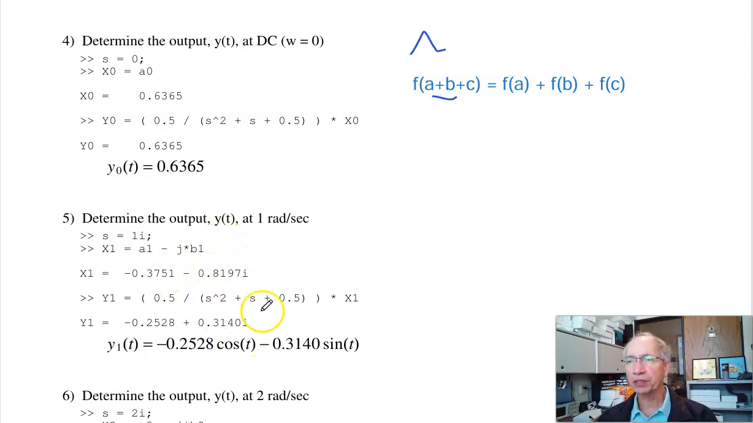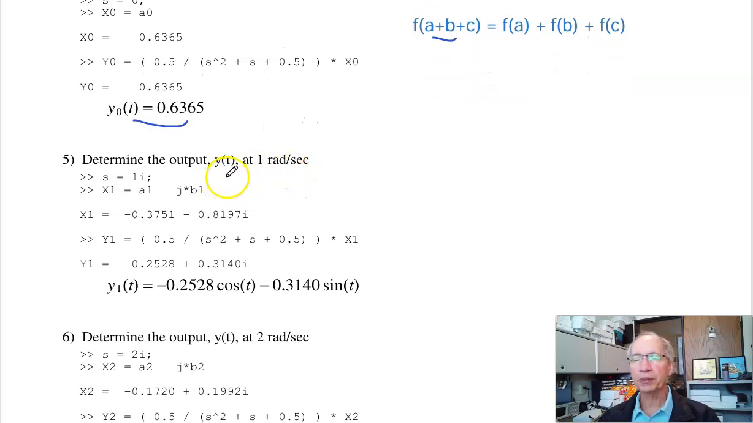Find the output at that frequency. Likewise at 2, likewise at 3. In Matlab, the way you do that is at DC, s equals 0. My input at DC was x0, 0.6365. The output is gain times input, 0.6365. So there's the DC term.